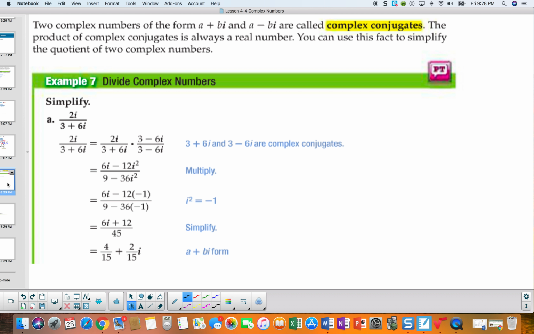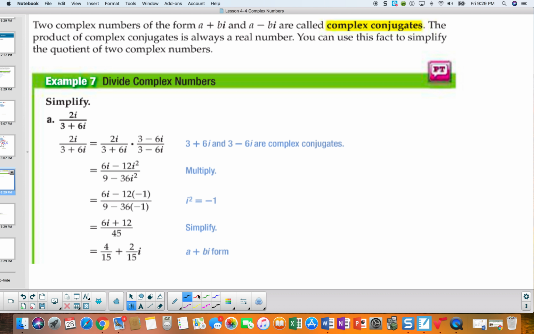All right, two complex numbers of this form, one with a plus in it and one with a minus, are called complex conjugates. And the product of complex conjugates is always going to be a real number. All right, so let's take a look at simplifying this expression. What we mean by simplifying is we don't want any i's in the denominator. So what we're going to do is multiply by the conjugate, which is 3 plus 6i, but if we do it to the denominator, we must do it to the numerator.